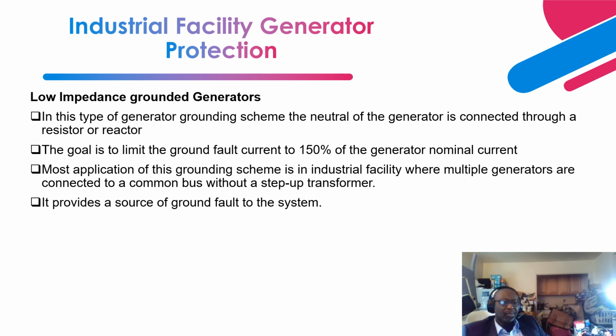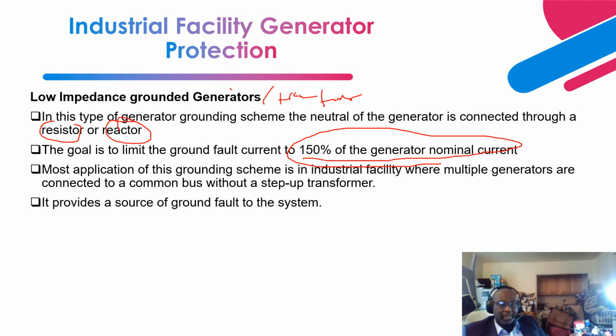Now let's talk about the low impedance grounded system, which can be applicable to generators and transformers in an industrial facility. In this type of grounding scheme, it is connected to either a resistor or a reactor. And like I indicated, the goal is to limit the ground fault current to 150% of the generator nominal current. Usually the current after the ground fault is limited is about 100 amps to 400 amps.